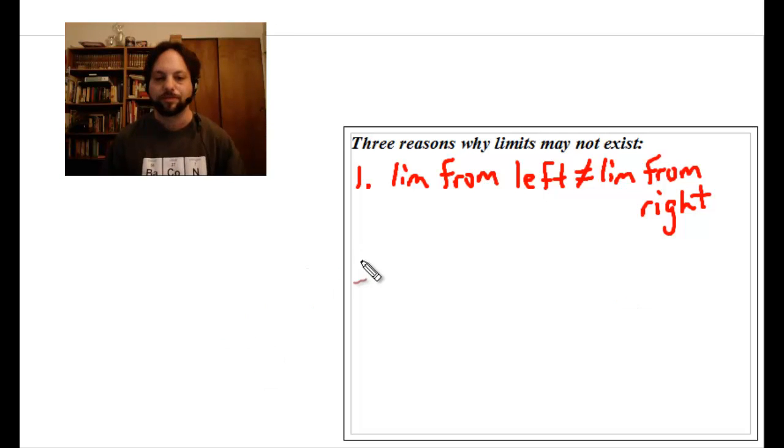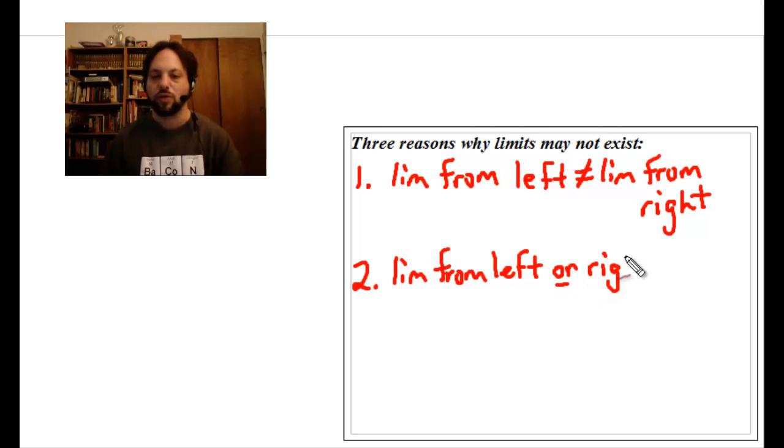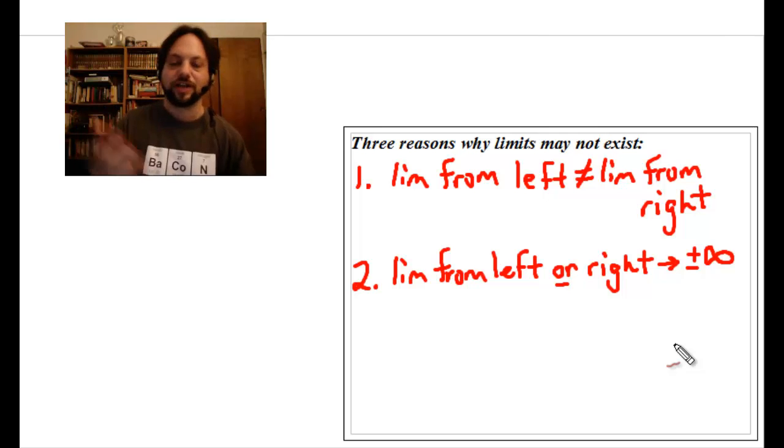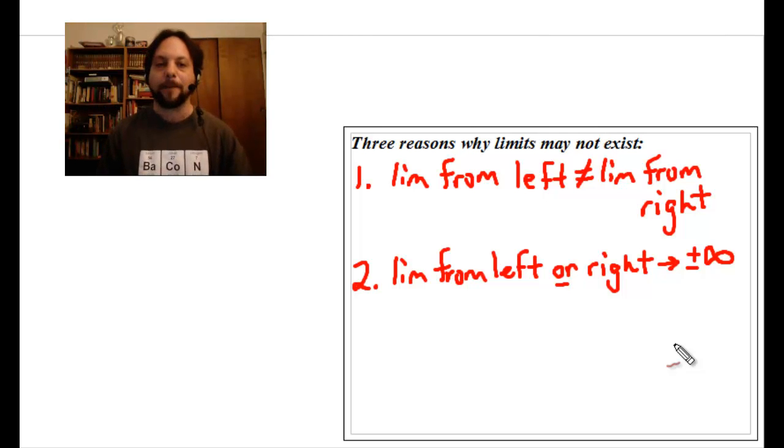Alright, well, the second reason a limit might not exist is if the limit from the left or the limit from the right goes to infinity or negative infinity. If this happens, we can say that the limit is tending towards infinity or tending towards negative infinity. But in order for there to actually be a limit, there actually has to be a value. And infinity and negative infinity are not considered real values. That you learned a long time ago.